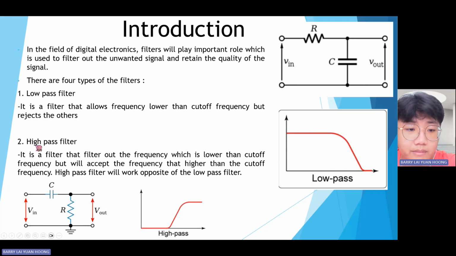Second, the high-pass filter is a filter that filters out the frequencies lower than the cutoff frequency, but accepts the frequencies higher than the cutoff frequency. The high-pass filter works opposite to the low-pass filter. This is the circuit for the high-pass filter, and this is the graph for the high-pass filter.